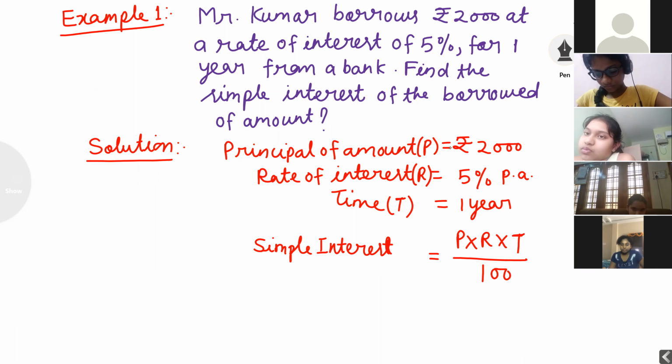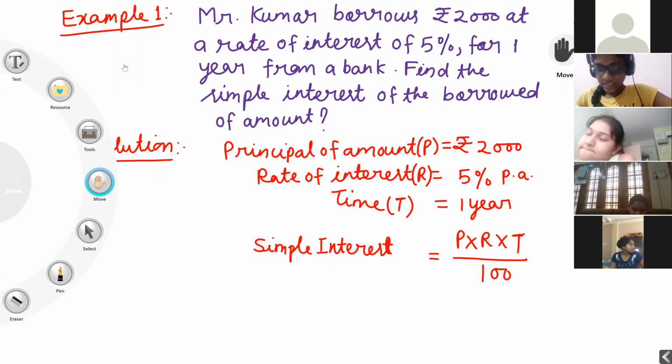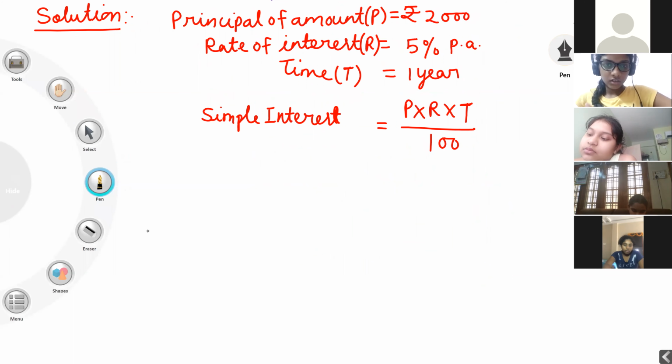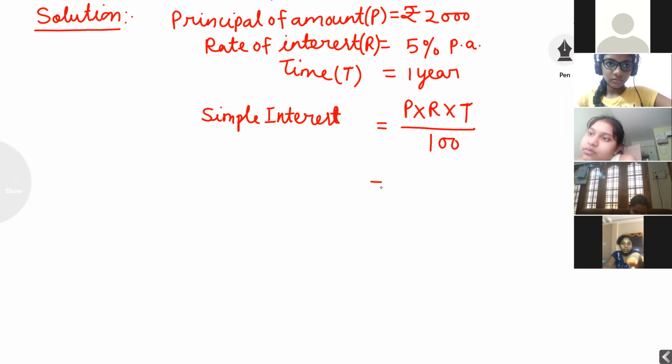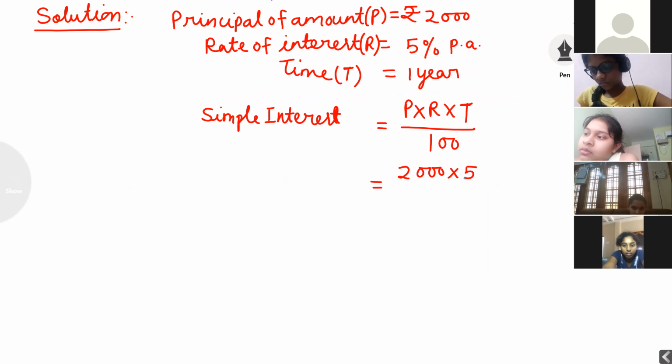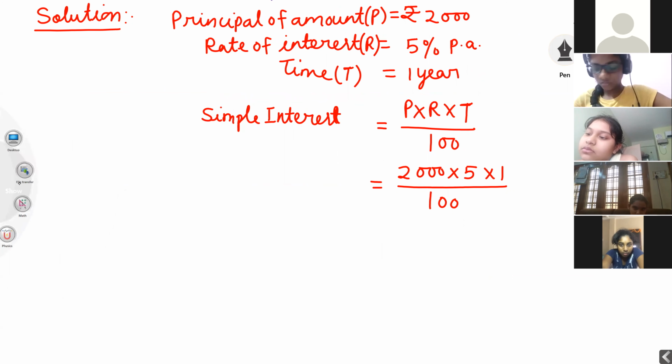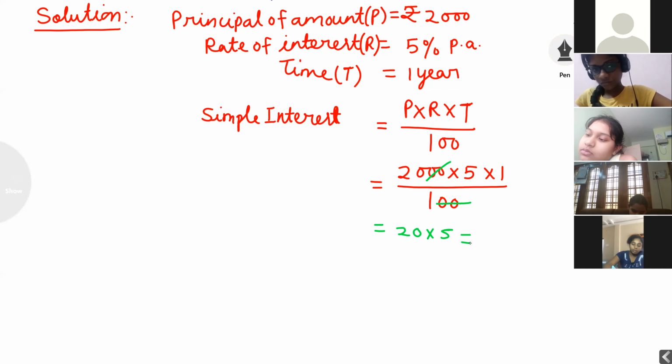Substitute the value in the given formula. Principal is 2000 rupees. Rate is 5% per annum. Time is 1 year, divided by 100. 20 up, 20 down, I want to cancel out. 20 into 5 is equal to rupees 100.